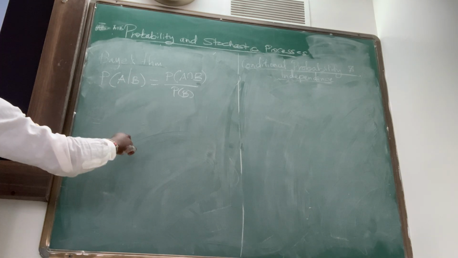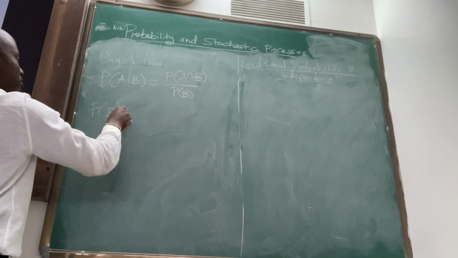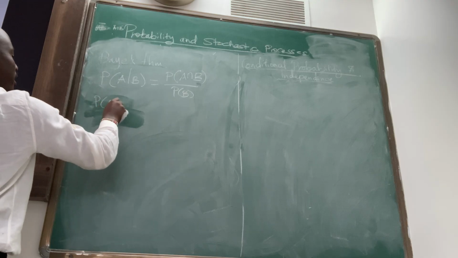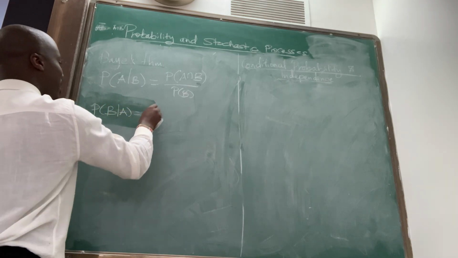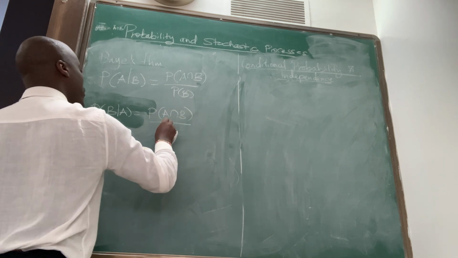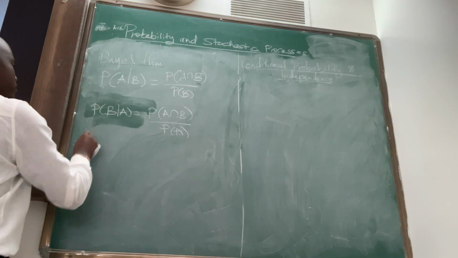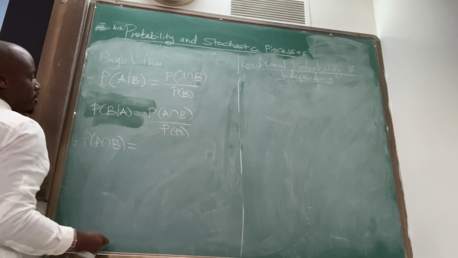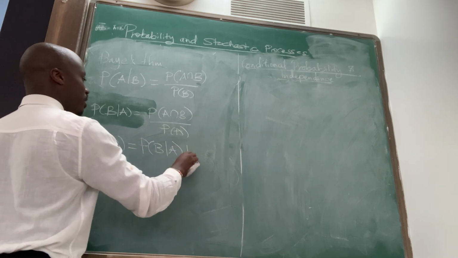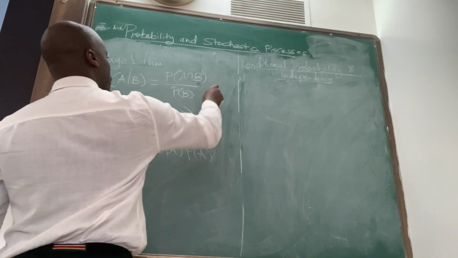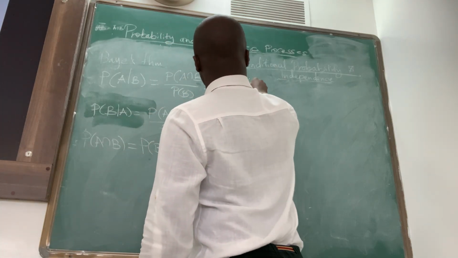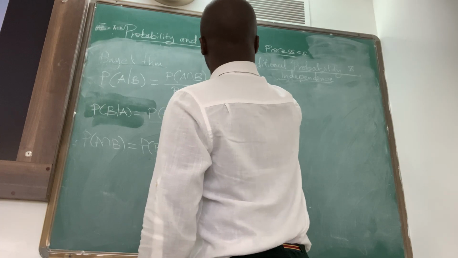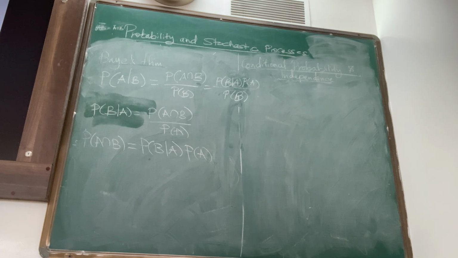Let me give another example here. Let's think of B given A. The probability of B given A would just be, again, the probability of A intersection B over the probability of A. So this means the probability of A intersection B can be given by the probability of B given A times the probability of A. So we could substitute this here and have the probability of B given A times the probability of A over the probability of B. So that's Bayes' theorem. That's Bayes' theorem.